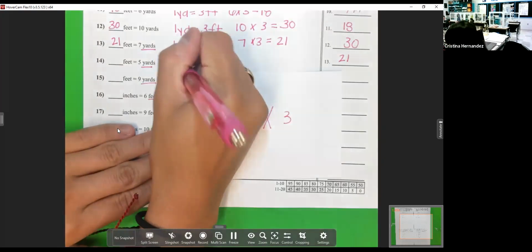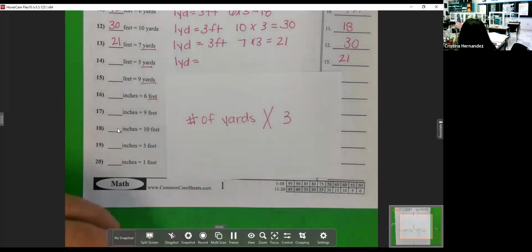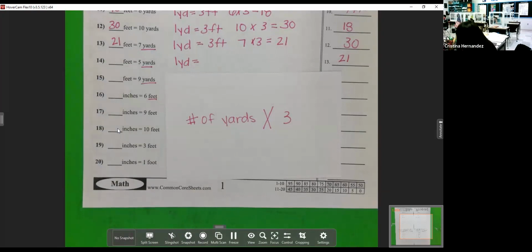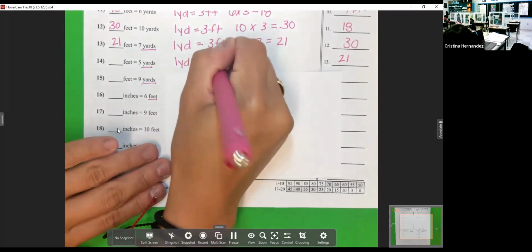So once again, 1 yard equals how many feet? How many feet are in 1 yard, AJ? Where's your green chart at, too? Look up top in that first section. 1 yard equals how many? Turn it around, the top. It says 1 yard equals what in that top little box? 3 feet. So 1 yard equals 3 feet.